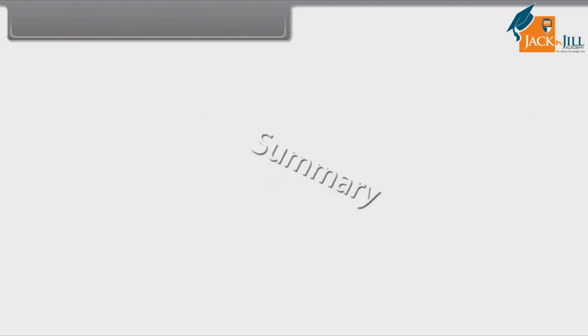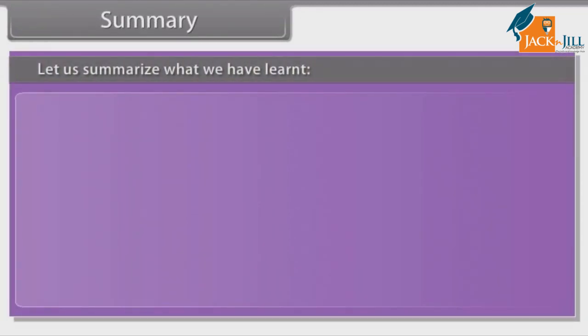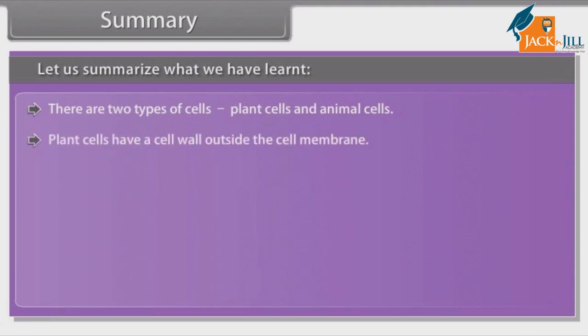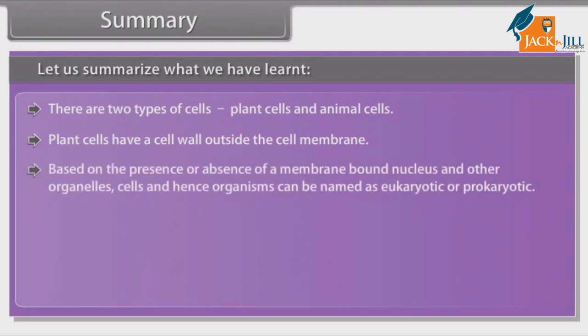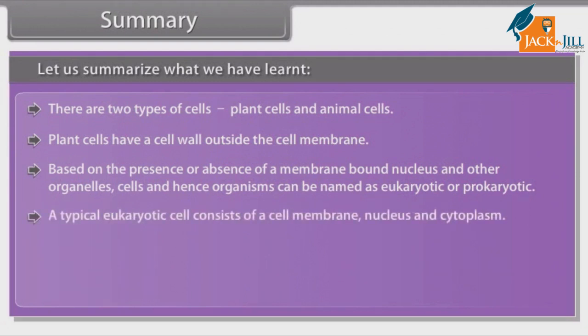Summary. Let us summarize what we have learnt. There are two types of cells, plant cells and animal cells. Plant cells have a cell wall outside the cell membrane. Based on the presence or absence of a membrane-bound nucleus and other organelles, cells and hence organisms can be named as eukaryotic or prokaryotic. A typical eukaryotic cell consists of a cell membrane, nucleus and cytoplasm.